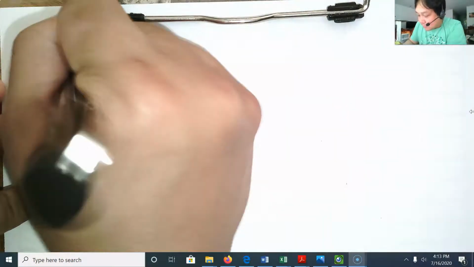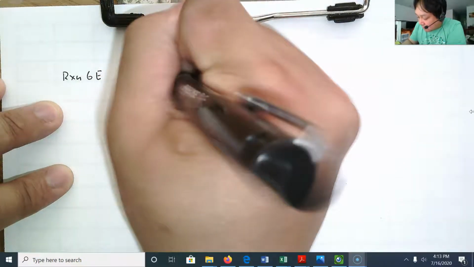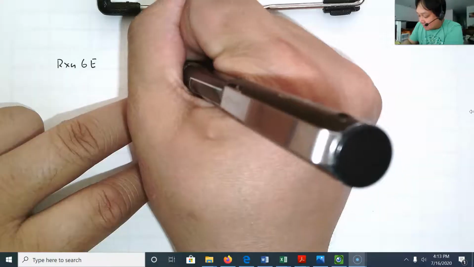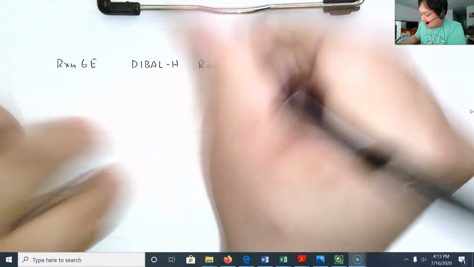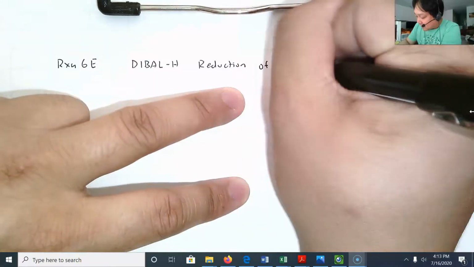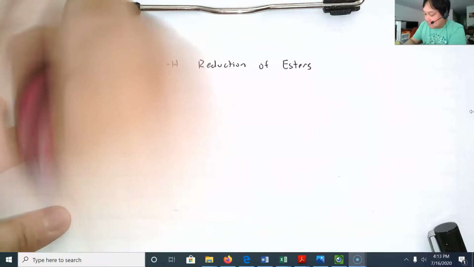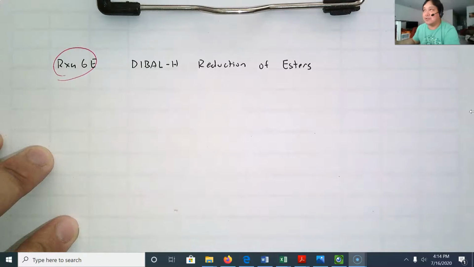But one more reduction. It's kind of a weird one as well. It's using a reagent called DIBAL, and sometimes you'll see the textbook say DIBAL-H. And we're only going to do this with esters. A very specific reaction. DIBAL-H is a derivative, I shouldn't use the word derivative, but it's a different form of LiAlH4.